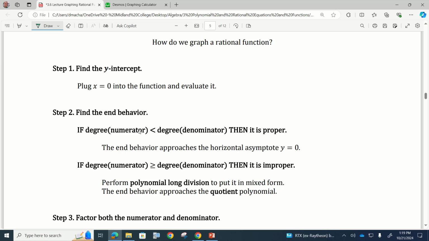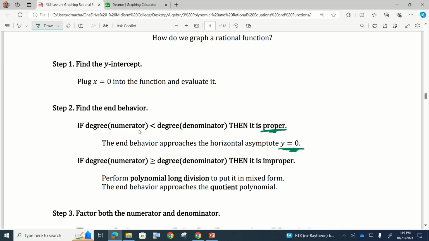Step number 2, the end behavior is going to be determined by whether you've got a proper or improper rational function. If you've got a proper rational function, then think about this. It's kind of like your quotient is 0. And so if we say the end behavior approaches the quotient, well then in this case, for a proper rational function, we're going to approach the line at y equals 0. On the other hand, if it's improper, our end behavior approaches the quotient like we talked about.